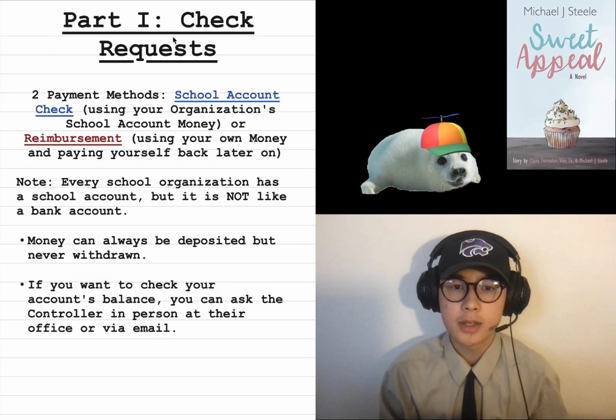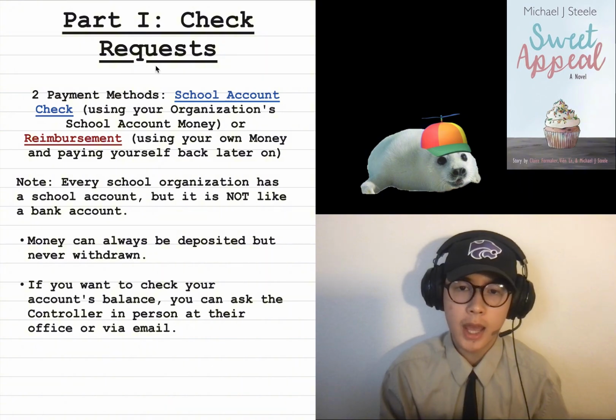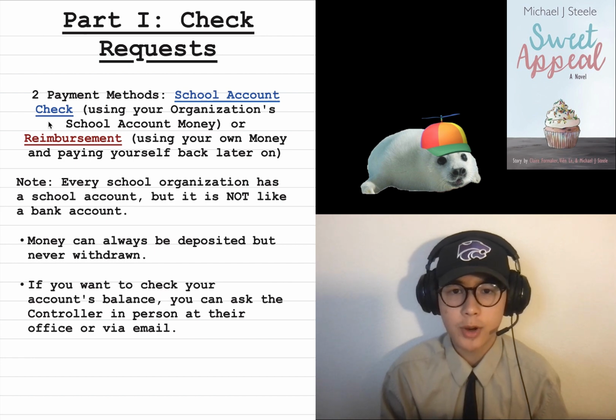The first thing I'm going to be discussing in this video is check requests. And this process is fairly complicated because there are 2 types of checks you can request based on your situation. The first is a school account check, which is where you withdraw money from your organization's school account in the form of a check to use for purchases or donations.